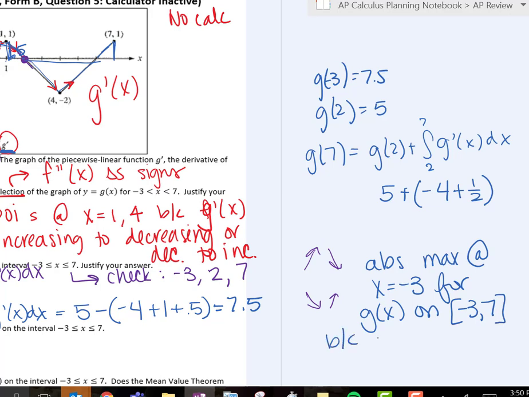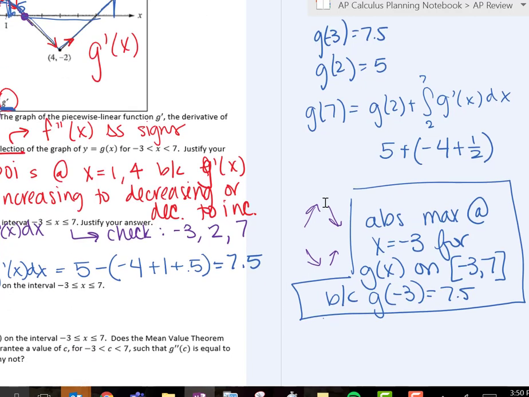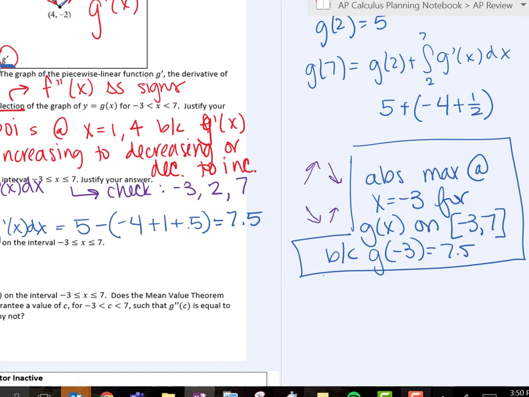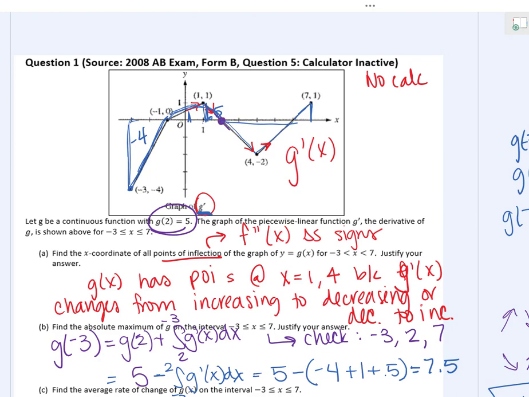And you can say because g of -3 equals 7.5. And really, your math is kind of going to be the explanation here. You can like go on and say like, oh, 7.5 is greater than the others, but it's not the end of the world. All right, moving on to part C. Find the average rate of change of g of x over the interval -3 to 7.